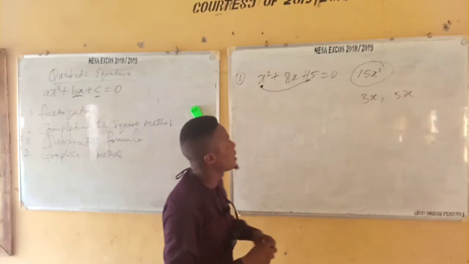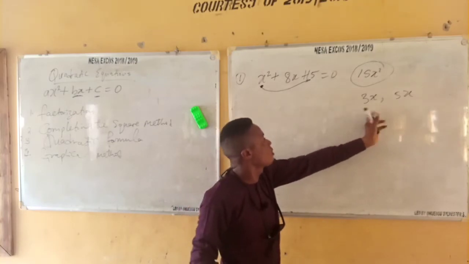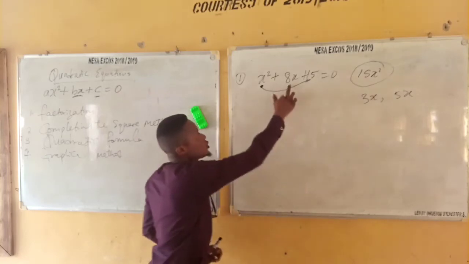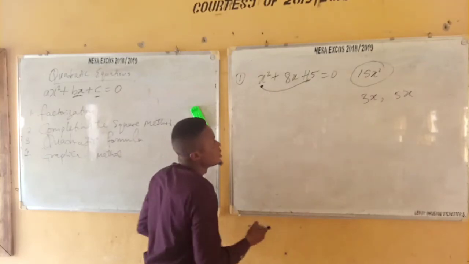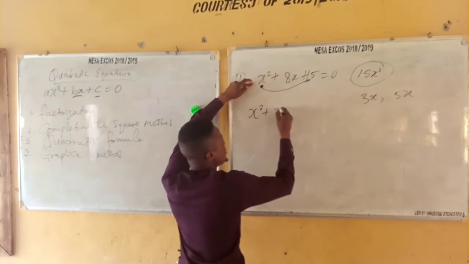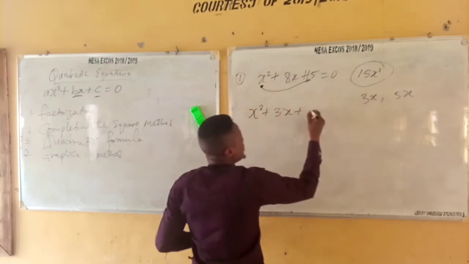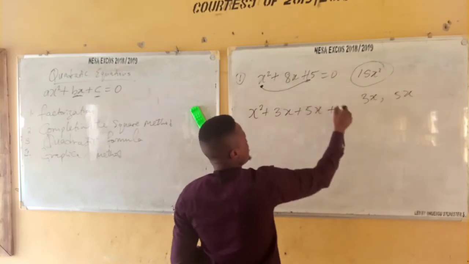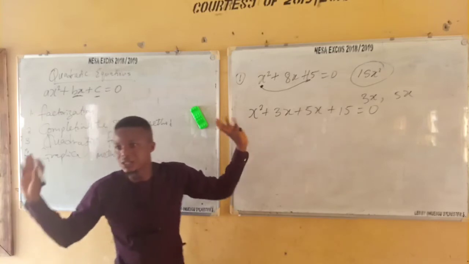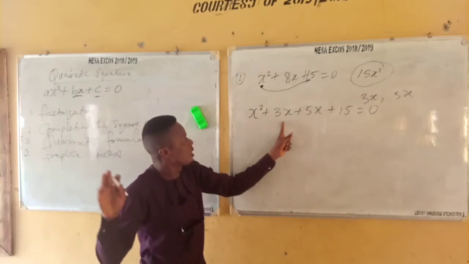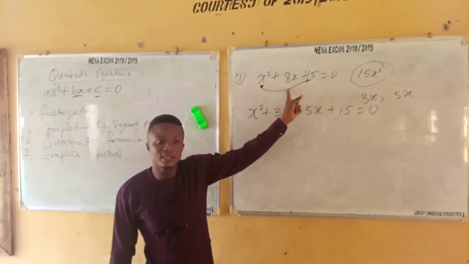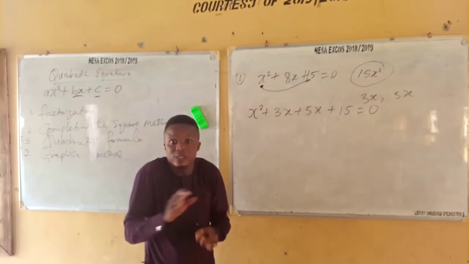Okay. Now, having known that the two terms we are going to use are 3x and 5x, we shall use them to replace 8x, so that we shall have x squared plus 3x plus 5x plus 15 equals 0. Please, nothing has changed. This is not manipulation, because 3x plus 5x gives us back our 8x.